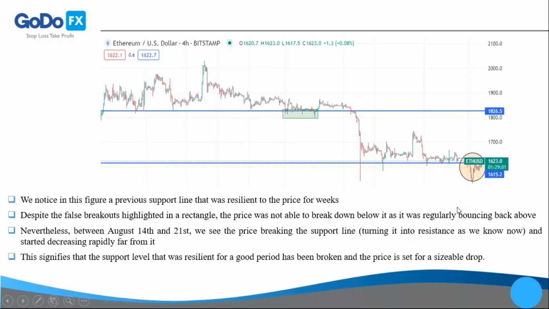We notice in this figure a previous support line that was resilient to the price for weeks. It is the same figure we presented. However, now we're having a look at the past. We notice another support line that is very resilient. The price tried to break it for weeks. It had some false breakouts here. However, when the price broke it, it made an immense drop. So this means the support level is very strong. When you have a strong support level and the price breaks it, you will have a significant price action after it.